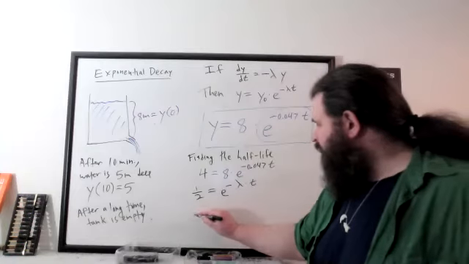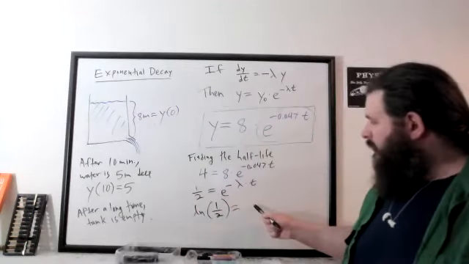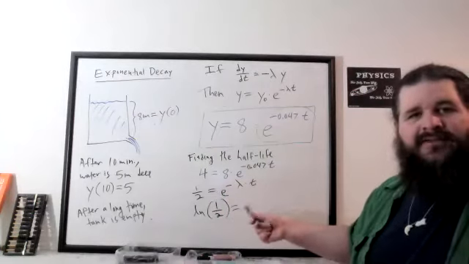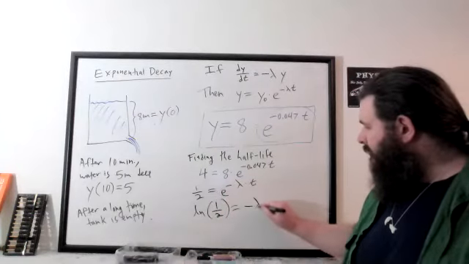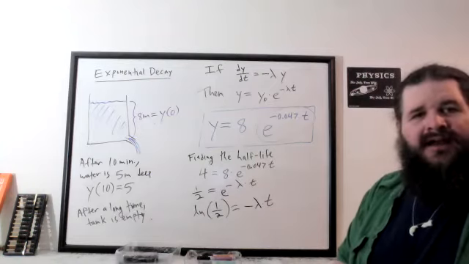Yeah, apply the natural logarithm to both sides. So we get logarithm of 1/2 equals, and then logarithm and exponential function cancel each other out. So we just get negative lambda t. And then what else do we still need to do to find time?